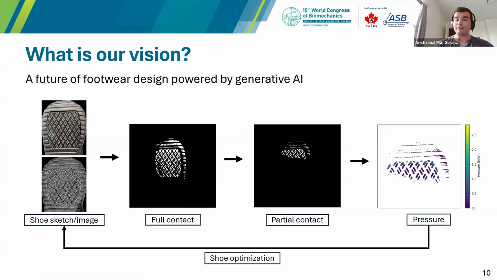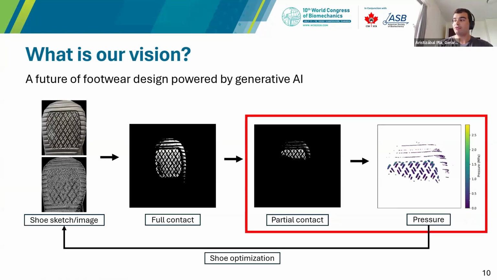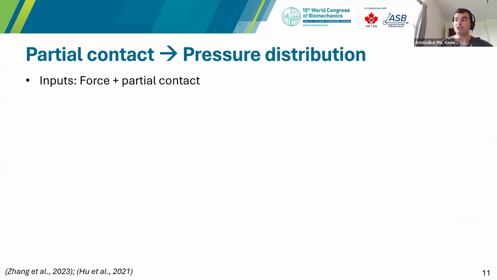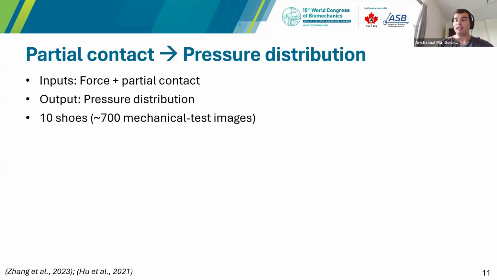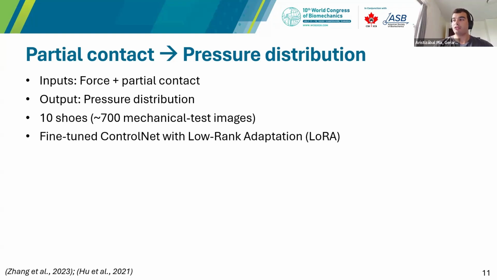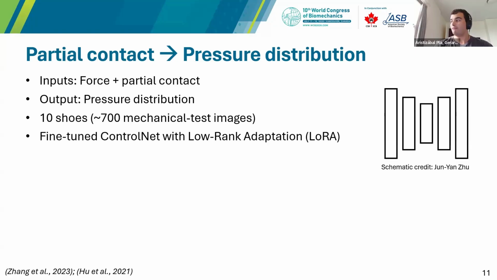Now, going back to our vision, I will first focus on the step of going from the partial contact to the pressure distribution. For this, the model inputs were a force and also partial contact. The model outputs were the pressure distribution. For this, we had a setup of 10 shoes, and in total, 700 frames of data, so around 70 frames of data per shoe, more or less. What we did is that we fine-tuned ControlNet with low-rank adaptation. The idea is that we have a U-Net that has already been pre-trained, so we keep the base model weights frozen, but then we add some adapters on top, and that's what we actually train.